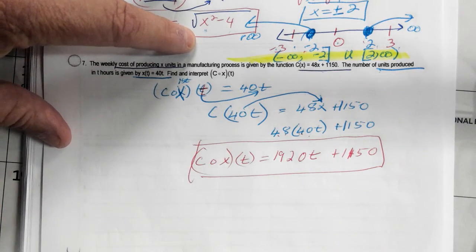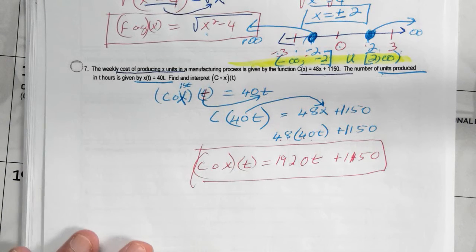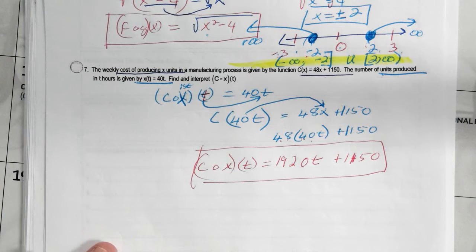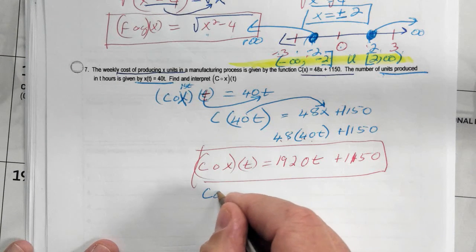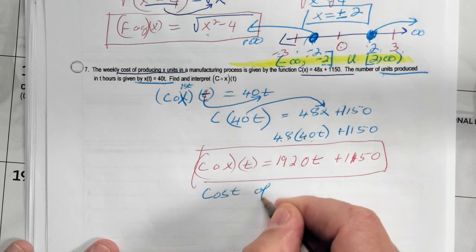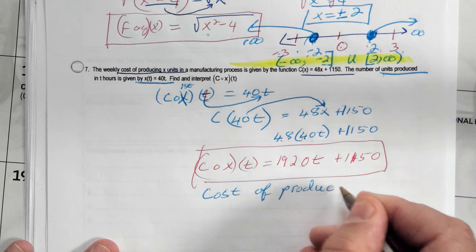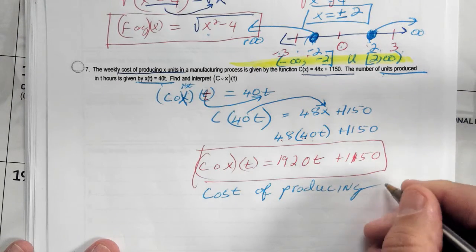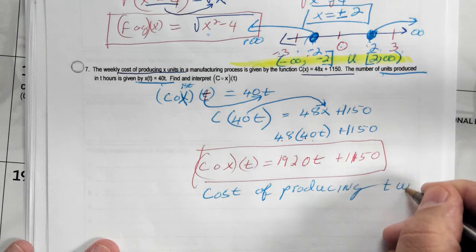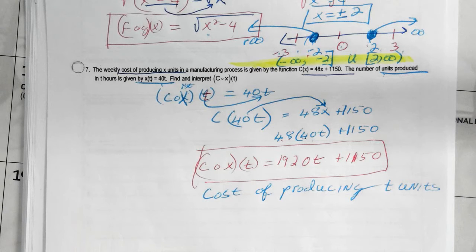But now they want you to interpret what that means. What does that mean? That's the rate of cost production. It's the cost of producing. If you look right there, it says t units. And there you go. Wasn't that fun? Any questions on that?